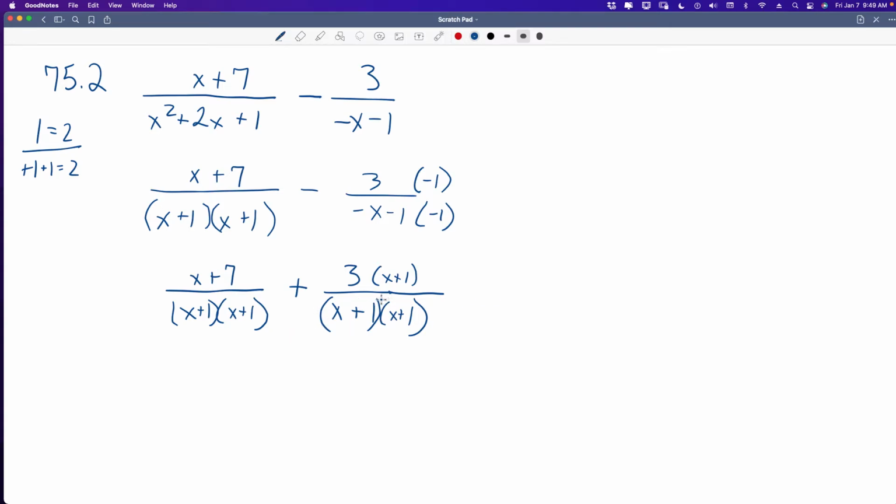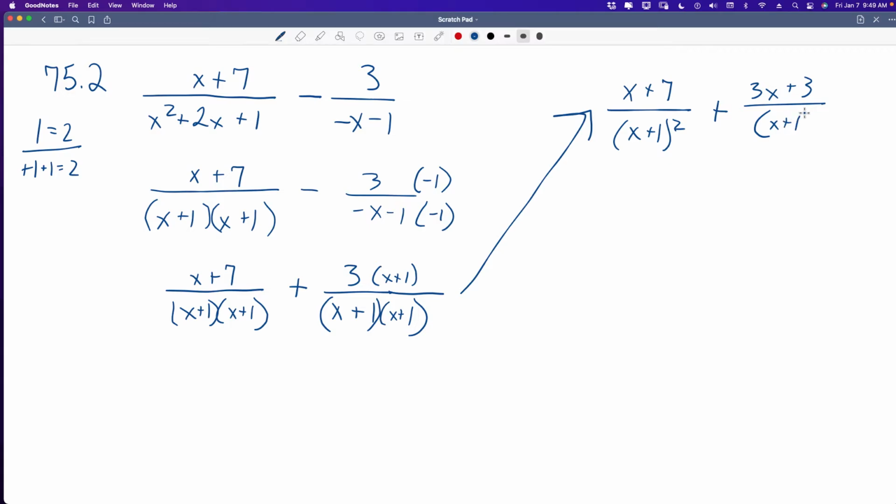So when we redistribute this, I'm going to put this up here, right? I'm going to go up here with that. x plus 7 over x plus 1, and I'm just going to say that squared for the sake of space. That is going to be plus 3x plus 3 over x plus 1 squared.